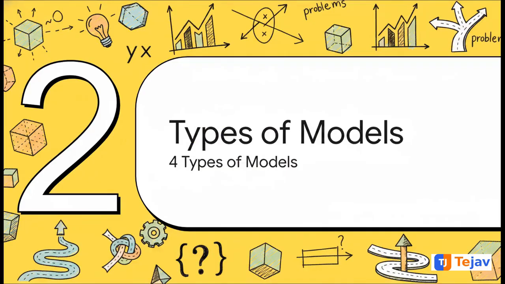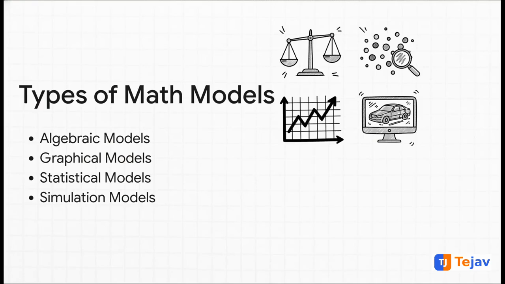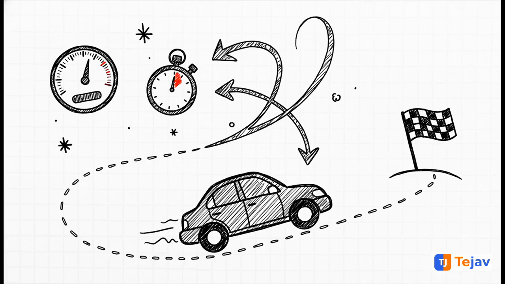Moving right along to Section 2, Types of Models. Now, not all problems are the same, right? So we need different tools. We've got 4 distinct flavors here: algebraic, graphical, statistical, and simulation. Think of these as 4 different superpowers, each perfectly suited for a specific type of problem. Let's break them down. First up, algebraic models.